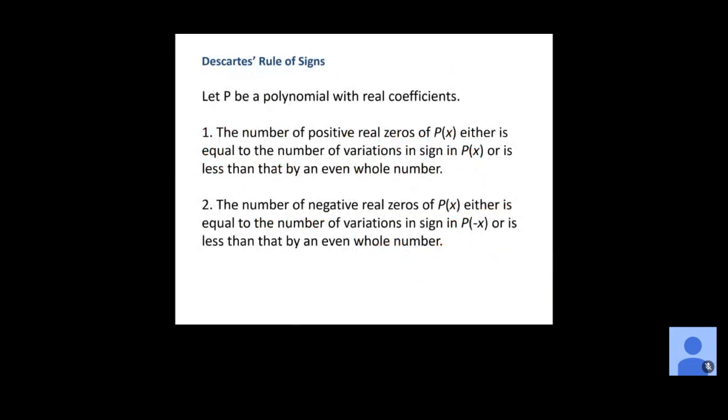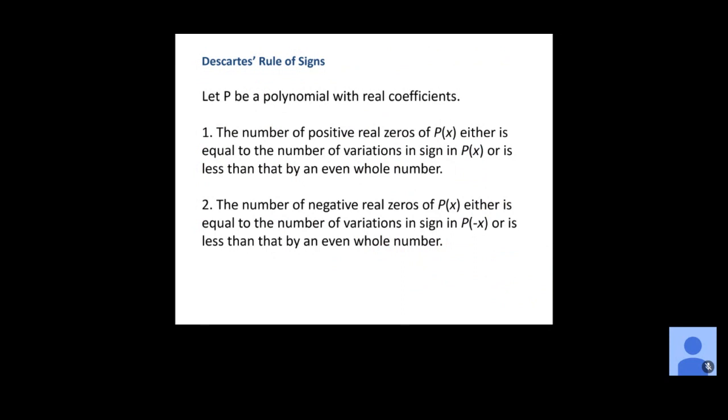All right, now Descartes' rule of signs. So we're going to let P be a polynomial, real coefficients, just like the ones we've been looking at. The number of positive real zeros of that polynomial is either equal to the number of variations in sign in that polynomial, or is less than that by an even whole number.